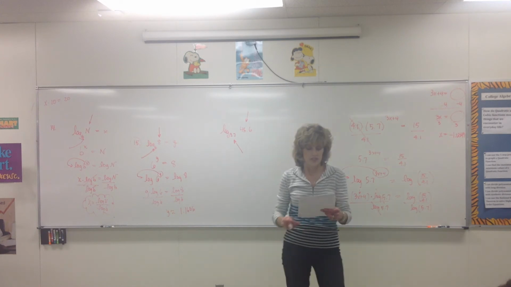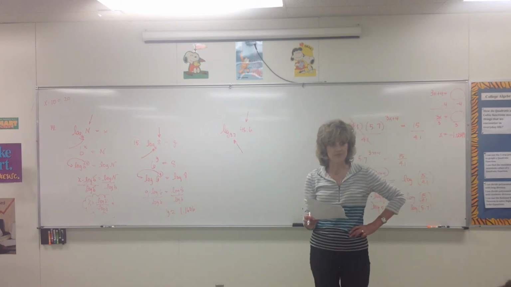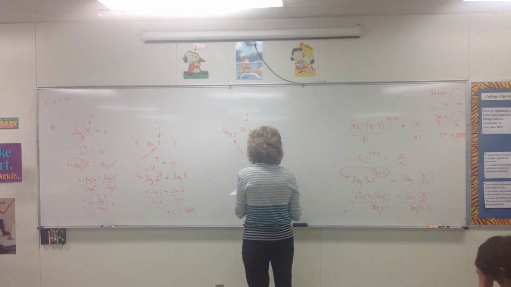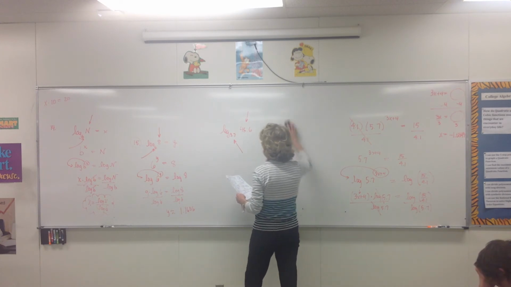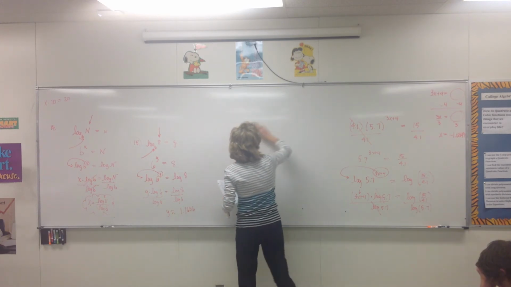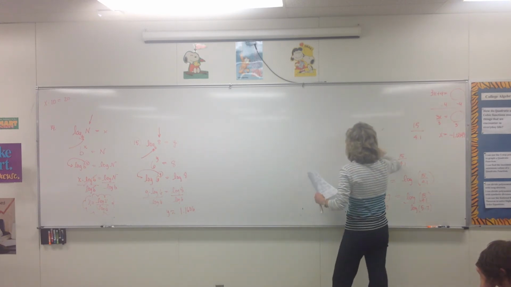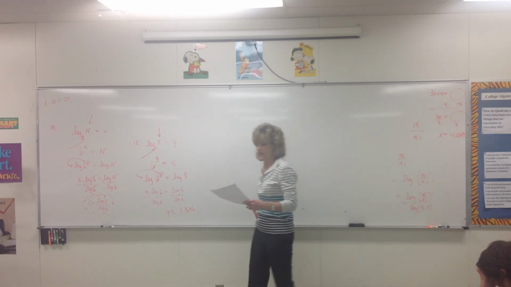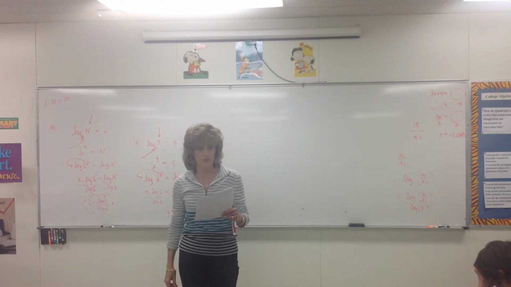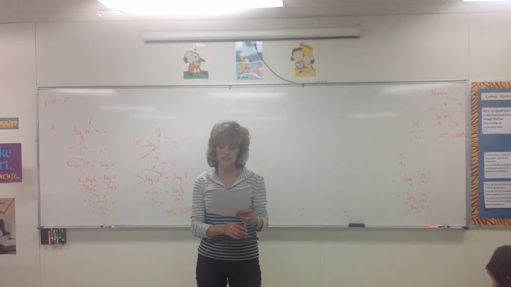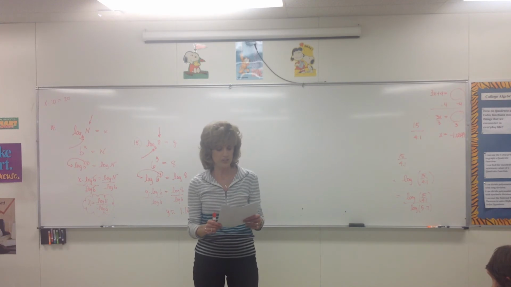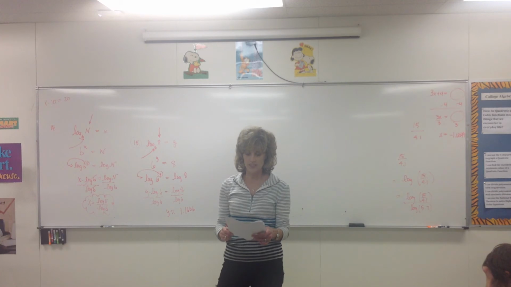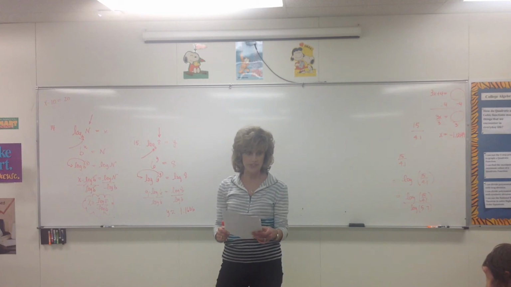Okay. Read number 17. Determine the time required for a $4,500 investment to reach a value of $12,500 if it is compounded monthly, circle those words, compounded monthly at 8.25%.